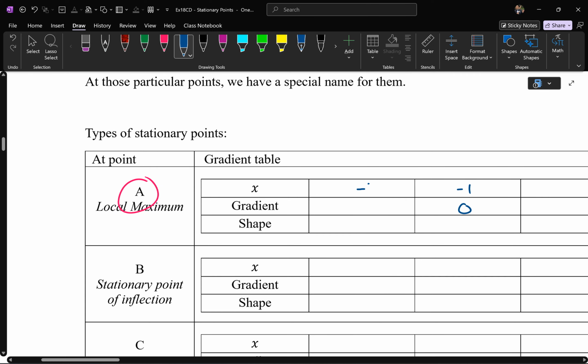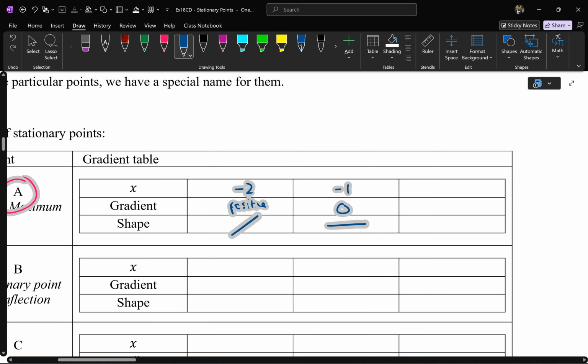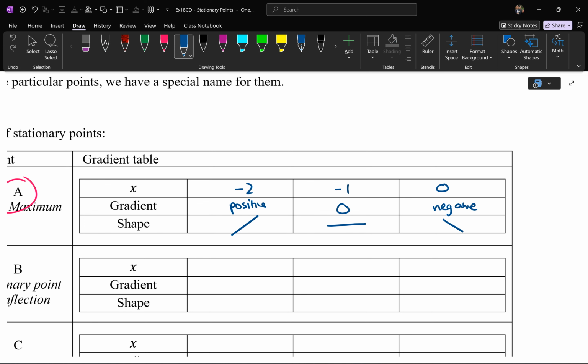So they're just saying, if I picked -2, the gradient should be positive. And if it's positive, it looks like this. 0 has this. And then if I picked a number greater than -1, so say 0, then I know the gradient should be negative, and it looks like this. And you can see that the gradient then gives you this maximum look.